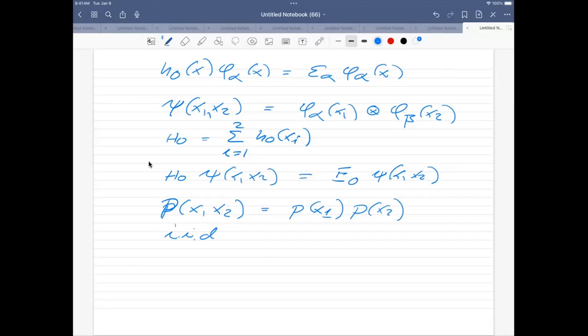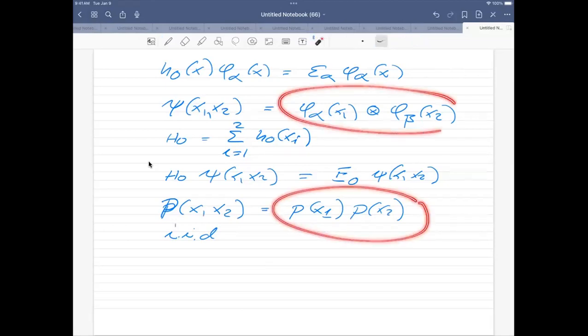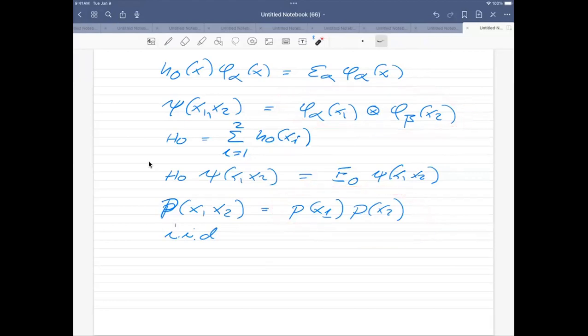If you think quantum mechanically, what that means, if we want to make a comparison between this and this, we know that quantum mechanically, the wave function squared is interpreted as a probability. So that means that if we have a non-interacting quantum mechanical system, then the probability of finding the system in position x1 and x2 is simply given by the squared product of these two quantities. So that defines a product state.